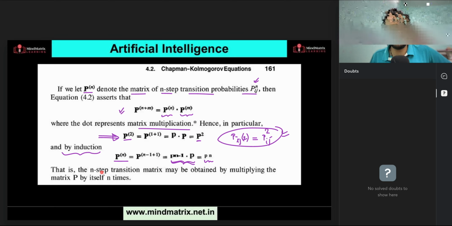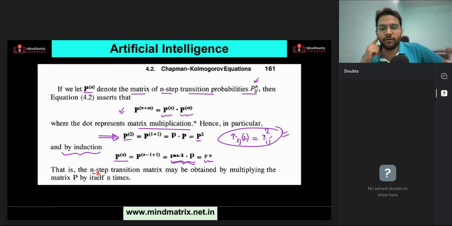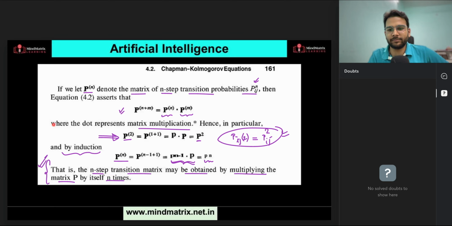So that is the n transition, maybe 10 times. Is all clear? No.